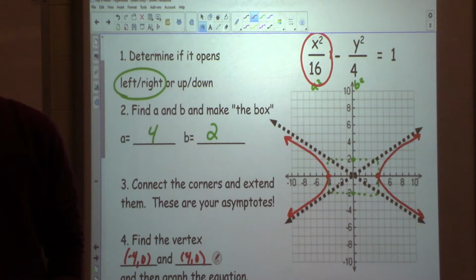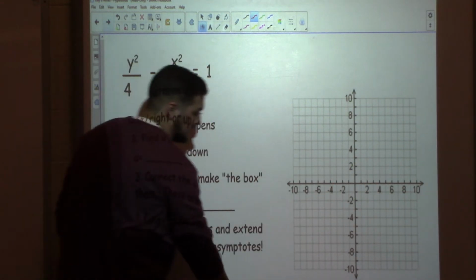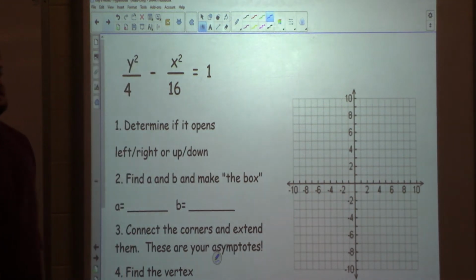Do we have any questions on it? Maybe that's a better way to ask that. Okay? We'll do one more together quick. Let's look at our next one. y squared over 4 minus x squared over 16 equals 1.